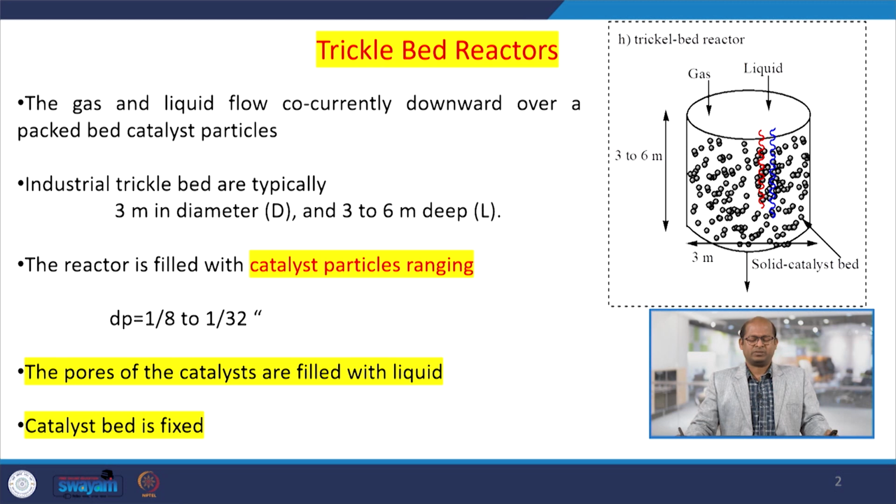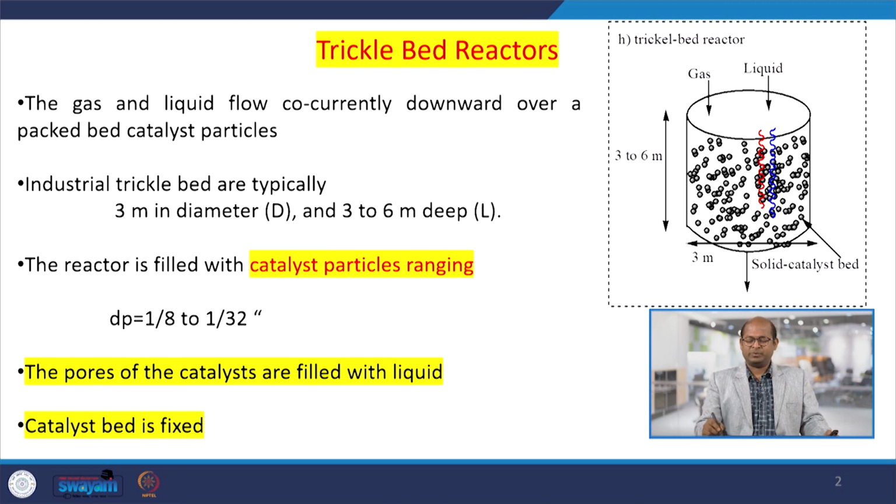We are going to start our lecture on advanced reaction engineering. In this class we will discuss multi-phase reactors. In our previous class we discussed the slurry reactor. Today we will discuss trickle bed reactors. The details of trickle bed reactors were also discussed in our previous class.